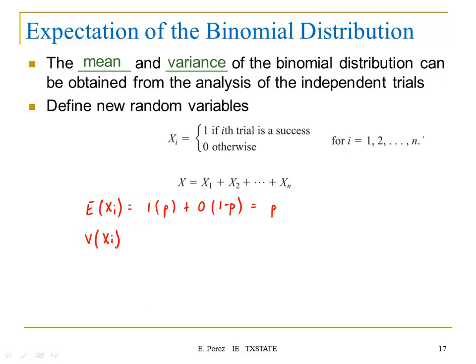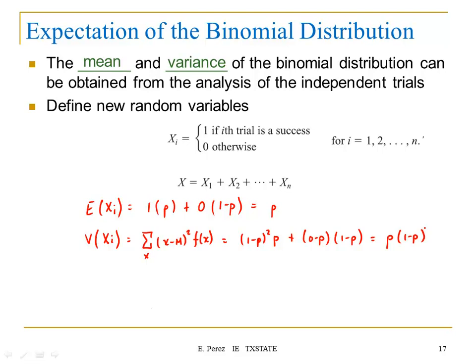Let's do the same thing for the variance. So we can describe the variance like this: (x minus mu) squared times f of x. So this is going to be equal to (1 minus p) squared times p plus (0 minus p) squared times (1 minus p). And if you solve this, this is p(1 minus p).